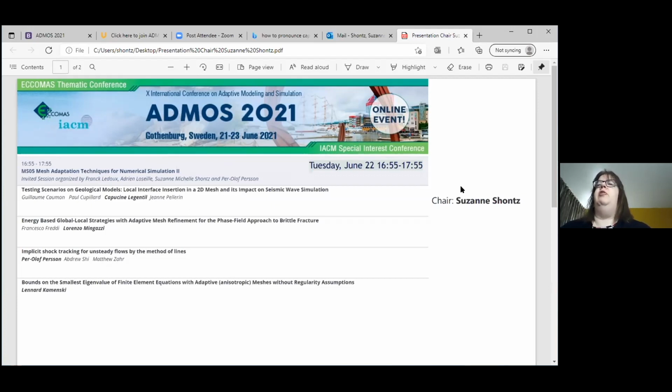In this session, we're going to have 4 speakers. The first speaker is, I'm not sure if I'm pronouncing the name right, Capucine Legentile. Co-authors, you can see listed there. The title of this talk is Testing Scenarios, Geological Models, Local Interface Insertion in a 2D Mesh, and its impact on seismic wave simulation.